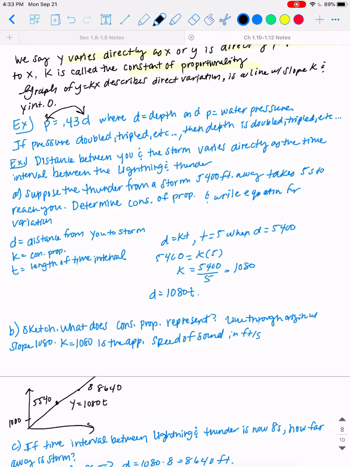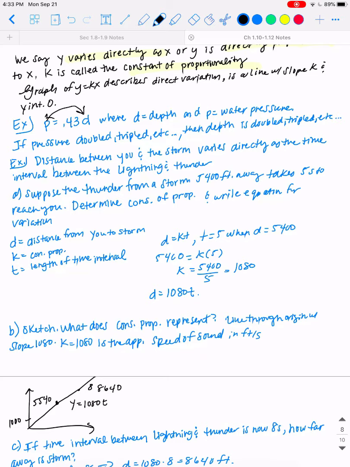Okay, so let's go ahead and name some variables. d is going to be our distance from you to the storm. Our k is going to be the constant of proportionality. And t is going to be the length of the time interval between the lightning and the thunder.